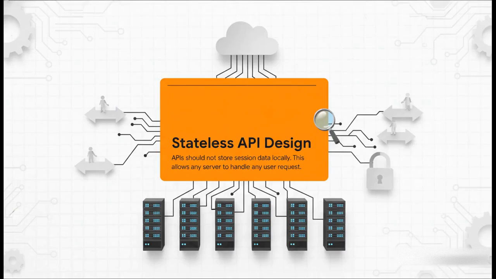So if you're going to scale out horizontally, there is one mandatory, non-negotiable rule you have to follow. Your API must be stateless. What that means is that no single server holds on to any specific user's session data. Any request from any user can be handled by any server in your entire fleet. This is the magic key that unlocks all the flexibility and resilience of horizontal scaling.